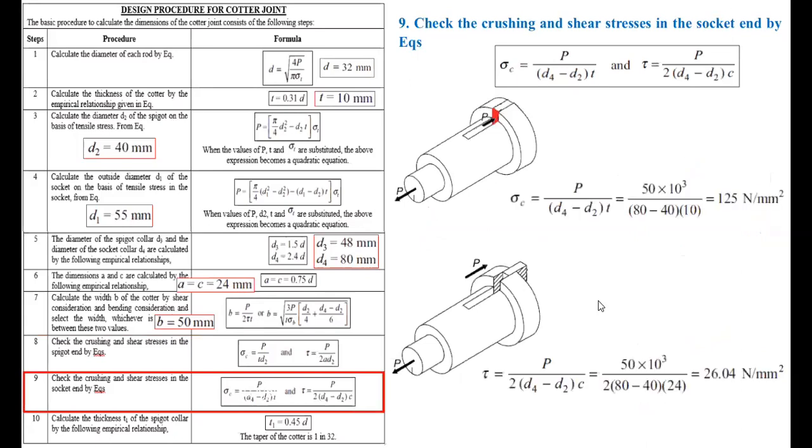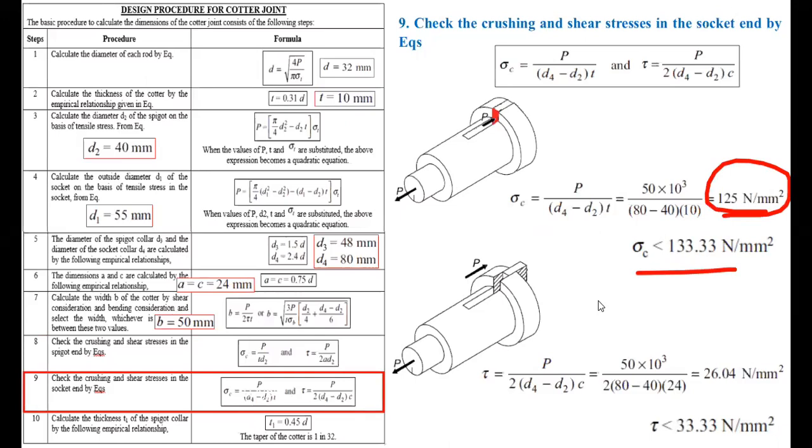So in this, you can see in case of this, again, here the generated stress is 125. This is less than 133. And this tau generated is 26.04. And this is less than 33.33. So I will give you the video of this whole lecture so you can also calculate all the things.